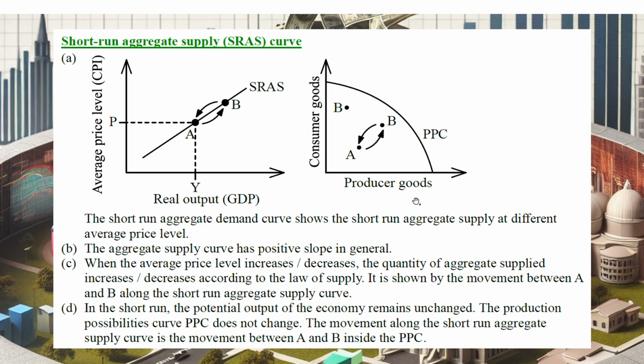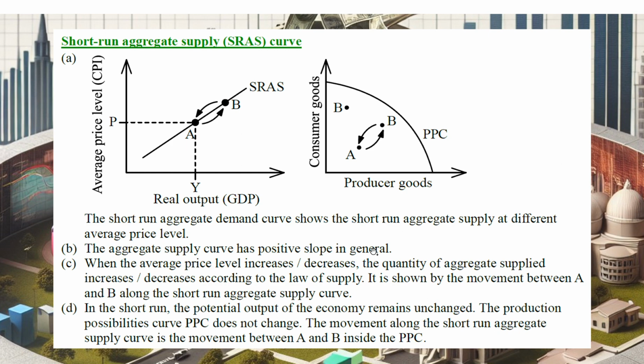It's very similar to the aggregate demand curve. We just change the quantity to real output, the GDP output model, and the price becomes the average price level, even the CPI. The short run aggregate supply curve shows the short run aggregate supply at different average price levels. The aggregate supply curve has a positive slope in general.